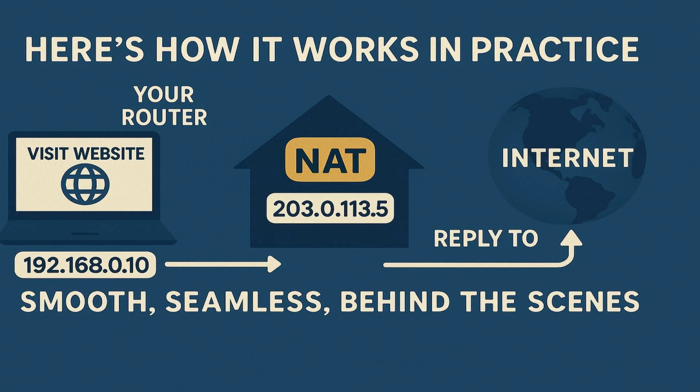Here's how it works in practice. Let's say your laptop sends a request to visit a website. Your router takes that request, swaps your private IP address for its own public one, and sends it off to the internet. When the website responds, your router remembers who made that request and routes the reply right back to your laptop. Smooth, seamless, and totally behind the scenes.